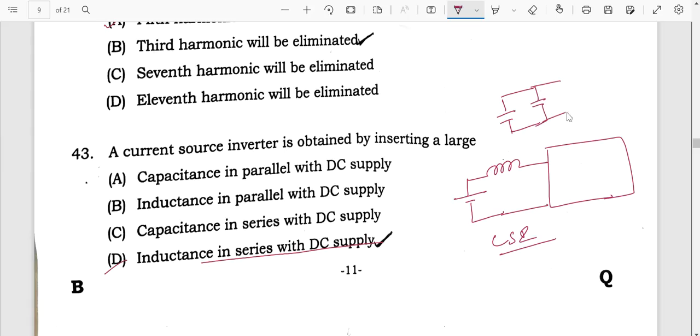Okay, so voltage source inverter will have a parallel capacitance. Current source inverter will have voltage source in series with the resistance.